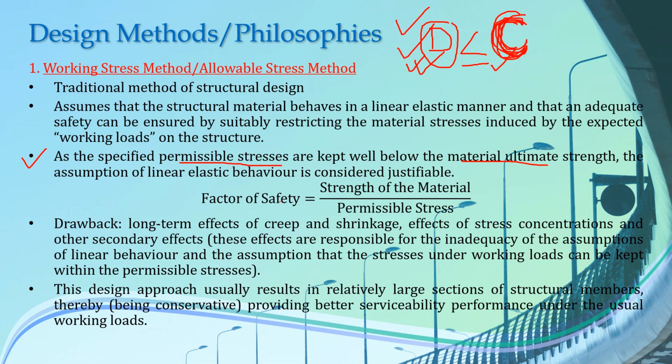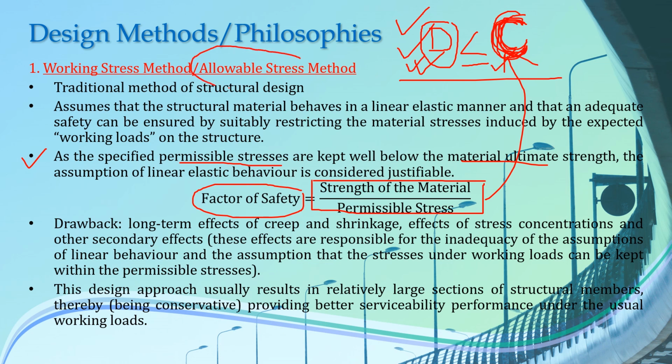So what we do here is use a factor of safety on the capacity side of this equation. This factor of safety is given by the ratio of strength of material divided by permissible stress. So this factor of safety is used on the capacity side of our equation. This working stress method, or allowable stress method, means the stress on our material is always kept within an allowable or permissible limit that is well below the material ultimate strength.